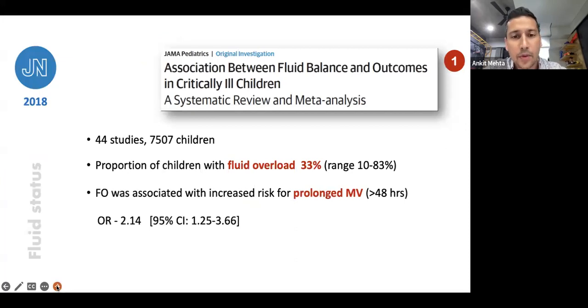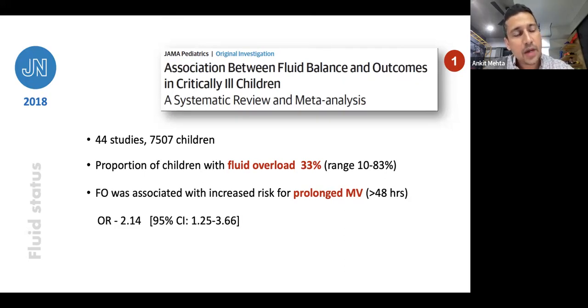All of us already know that any amount of fluid overload, especially if it is more than 10% in a given patient on a given day, can definitely increase your risk of organ injuries, and it can also lead to an increase in the oxygenation index of a given patient, and definitely increased fluid overload leads to prolonged mechanical ventilation and a poor outcome. So your fluid status has to be checked in an intensive care at least on a 6-hourly basis.